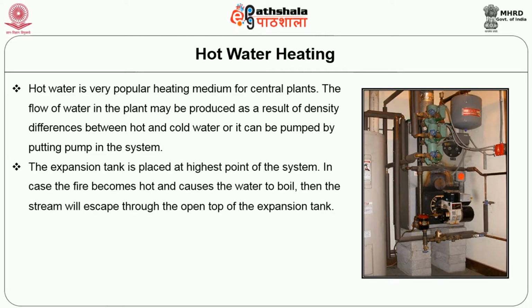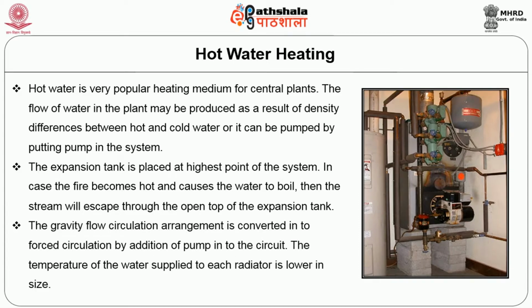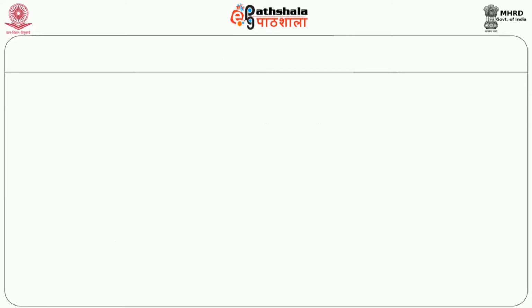The expansion tank is placed at the highest point of the system. In case the fire becomes too hot and causes the water to boil, the steam will escape through the open top of the expansion tank. The gravity flow circulation arrangement is converted into forced circulation by the addition of a pump into the circuit. The temperature of the water supplied to each radiator is lower, and the radiators are smaller in size.